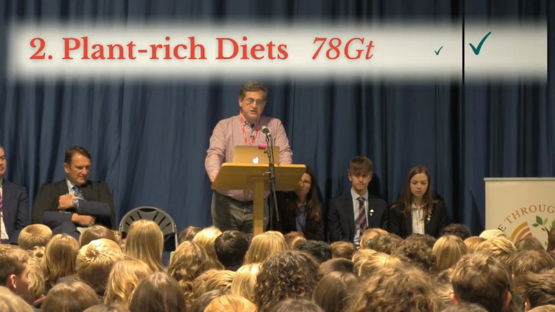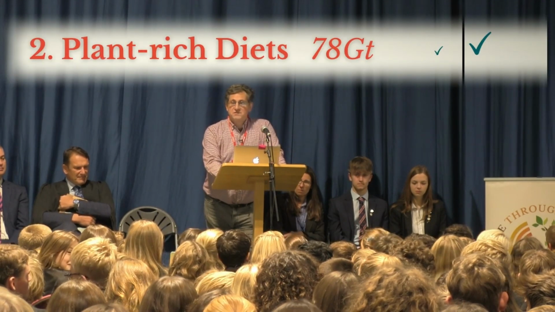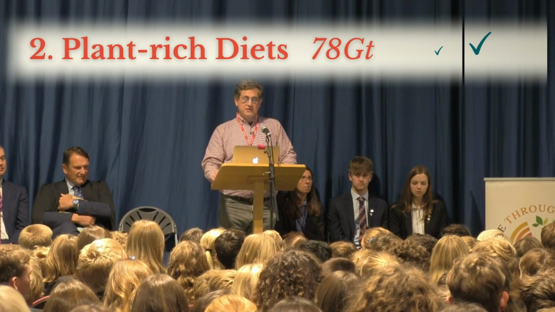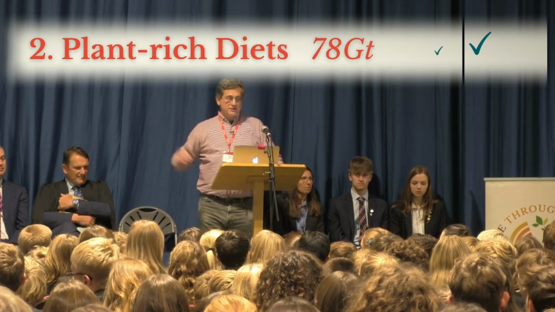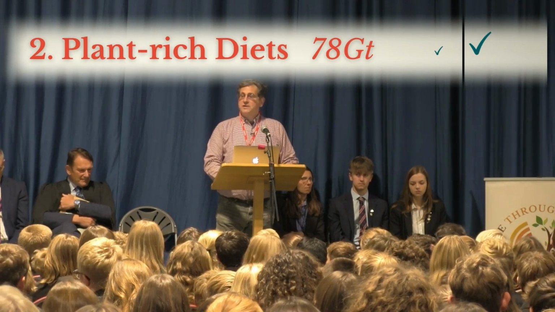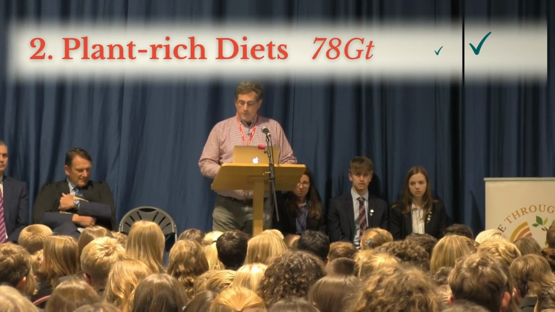Number 2, plant-rich diets. Eating less meat, 78 gigatons. Now, I've given that a tiny tick because you can, of course, do that yourself. But, of course, to get it to that scale of 78 gigatons, you need government taxes, subsidies, or other forms to make that big a difference that quick.